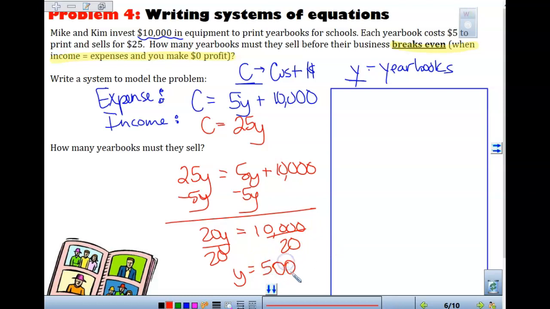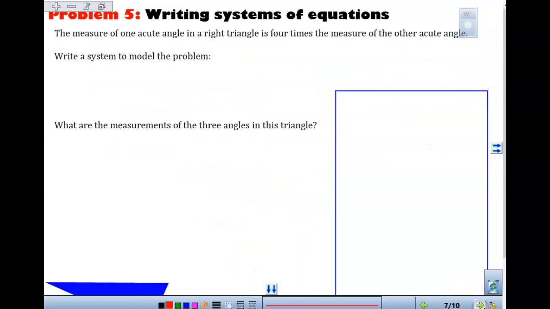Let's think if 500 makes sense. Take 25 times 500 on your calculator. 25 times 500 is 12,500. So if I want to check, right, I could put 5 times 500 plus 10,000. And I'm trying to see is that equal to 25 times 500. Okay? So, quiet please. So as we are taking a look at those, my answer in this case would be 500 yearbooks. Top of the next page, we got 2 more equations to write.